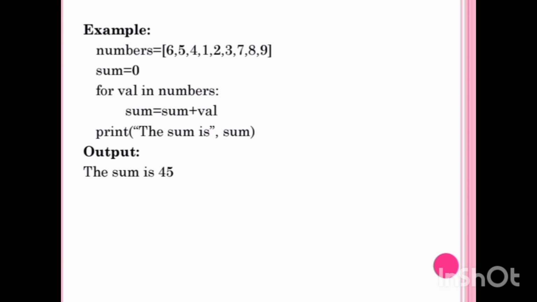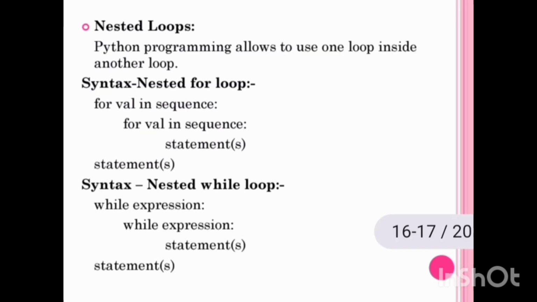Again 6 plus 5, add it. Now the sum will be 11, and so on till 9. Add like this and get the value. After that, the variable is not there. So the out of the loop statement, 45, is printed.